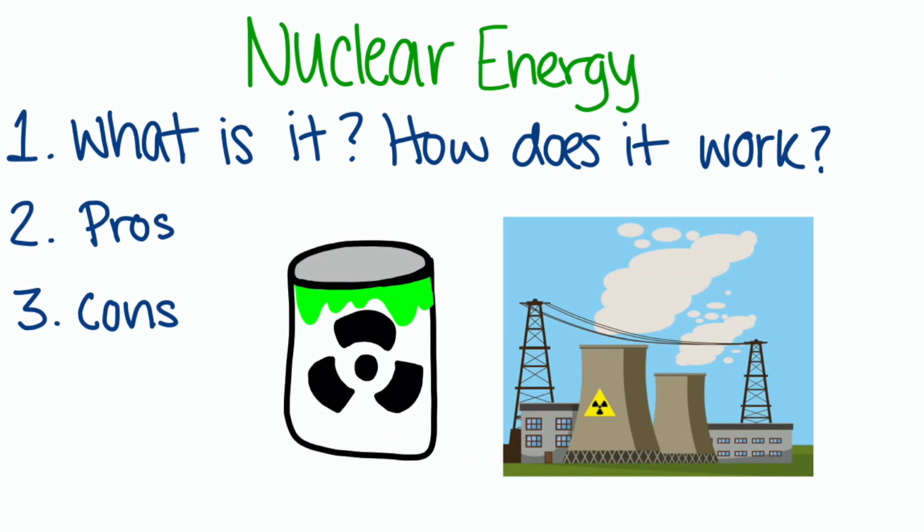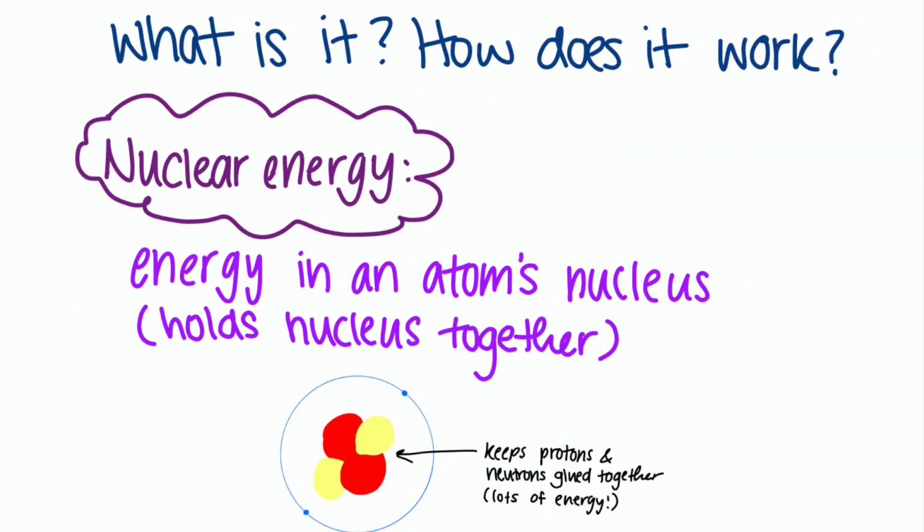The topics that we will be discussing today are what is nuclear energy and how does it work, and the pros and the cons of using it. We define nuclear energy as the energy in an atom's nucleus that holds the nucleus together. And since we know that all matter consists of atoms, this energy is fairly ubiquitous.